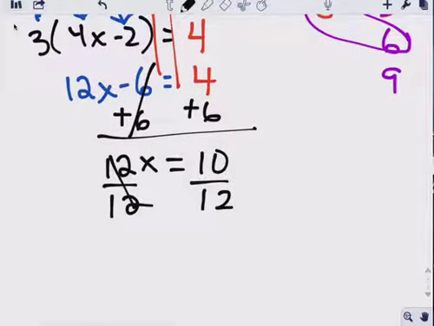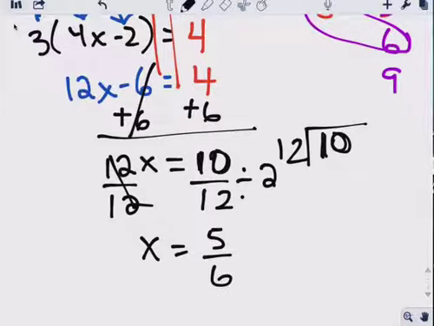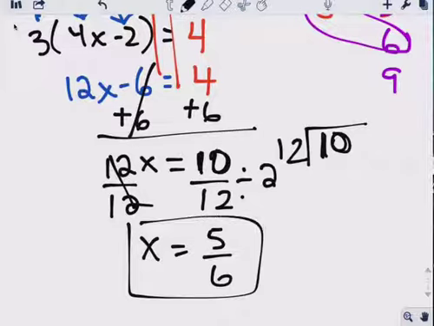X then is, because 10 cannot divide by 12 now. You need to remember the top number goes inside the house. If it can't divide, you leave alone. You reduce this, divide by 2, we get 5/6. Okay? You leave alone, you don't divide, you just reduce if you can. If you can't, that is the answer. Alright?